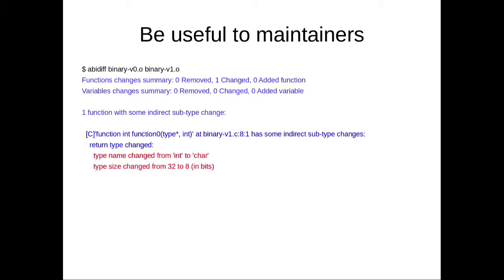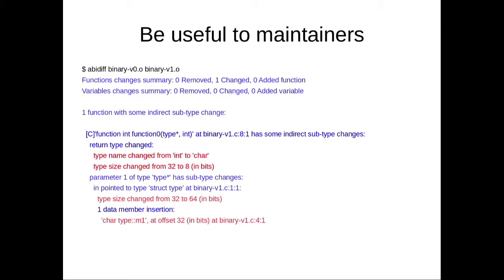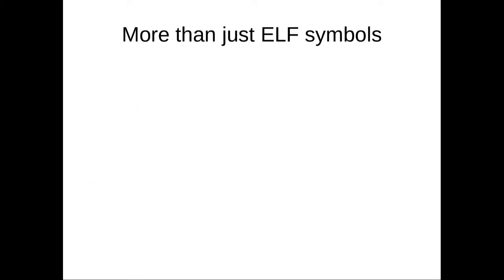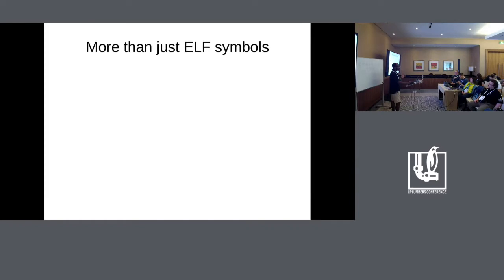It says that the return type has changed from an integer to a char. The type size has changed from 32-bit to 8-bit. The first parameter has changed as well. The parameter has a pointer type, and what's changed is the pointed-to type. It got a data member inserted at a certain offset, and it gives you the source line. And it says that the second parameter was removed from the function.